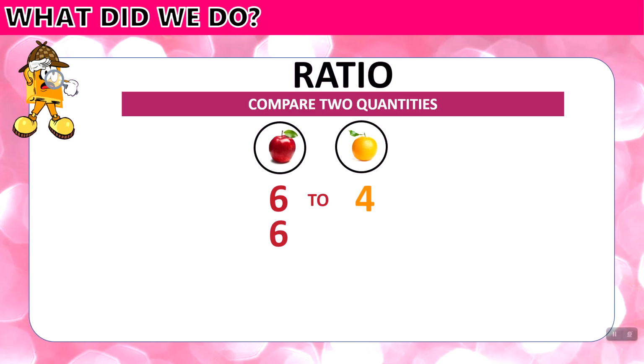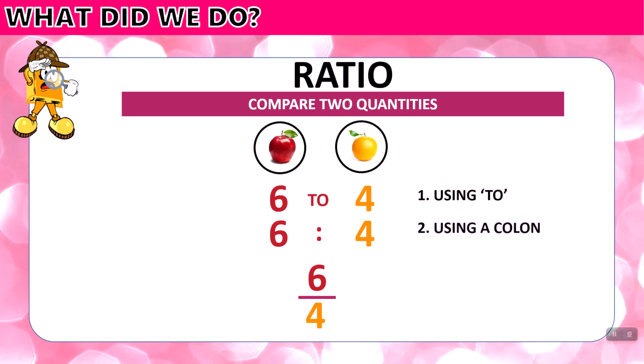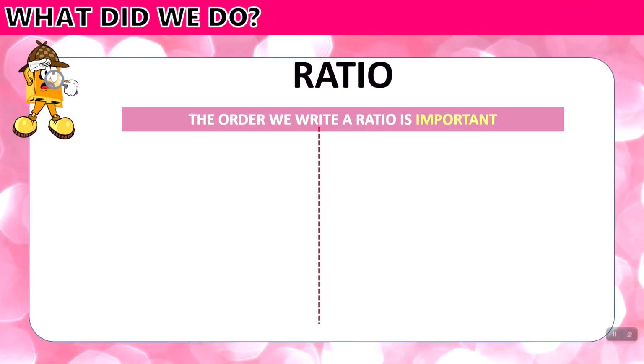We also can write the ratio like this, with a colon in between. That reads as 6 to 4. And we also can write it like this, 6 over 4. That looks like a fraction. And so the three ways to write a ratio: 1, using the word "to", 2, using a colon, and 3, as a fraction. Let's look at some more.